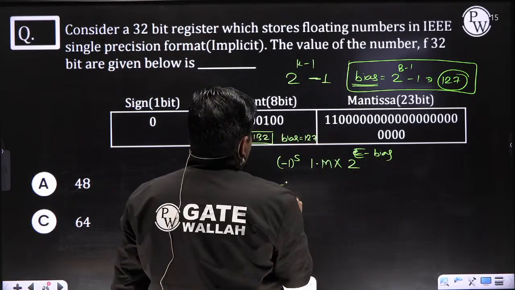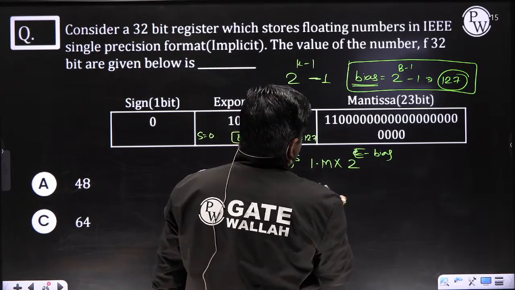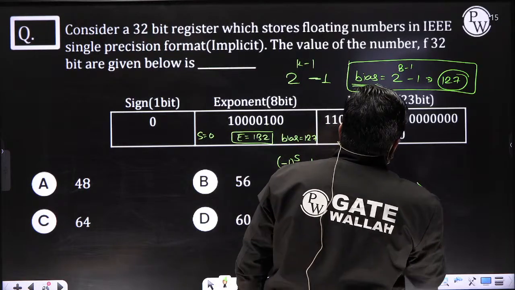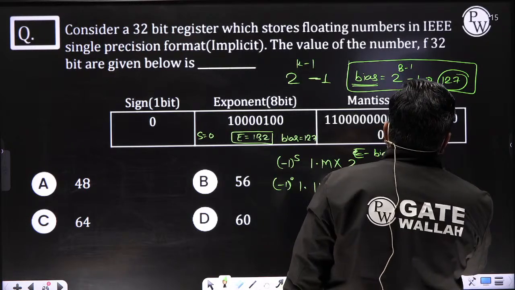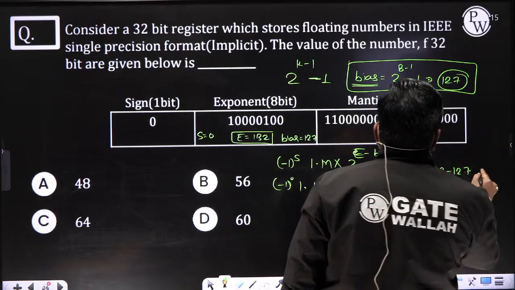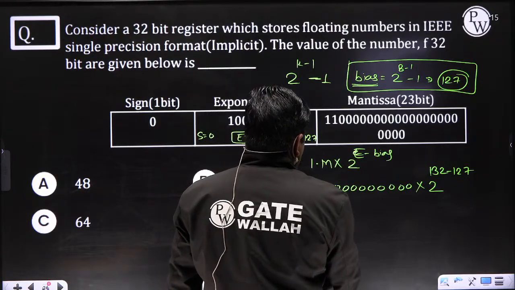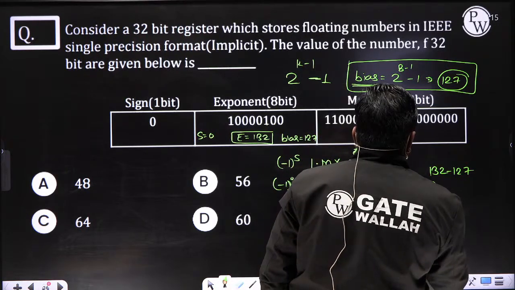So minus 1 raised to power 0. 1 dot m is what? 1 1 0 0 0 0 0 0 0 0 0. 2 raised to power 132 minus 127. So how much we are getting? 1.110000000000 2 की power plus 5.